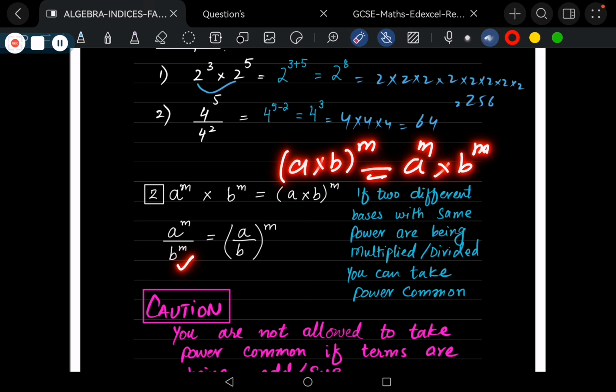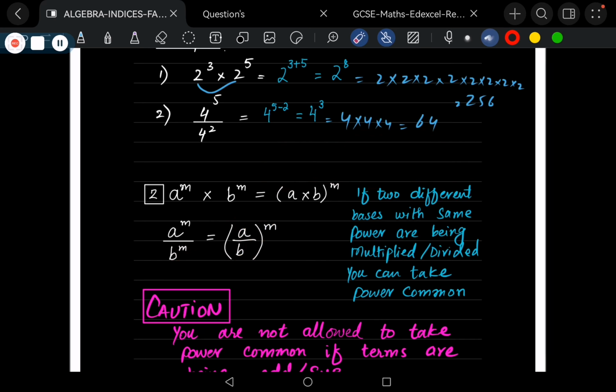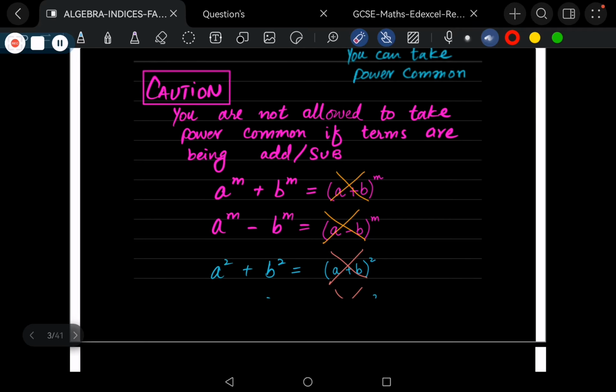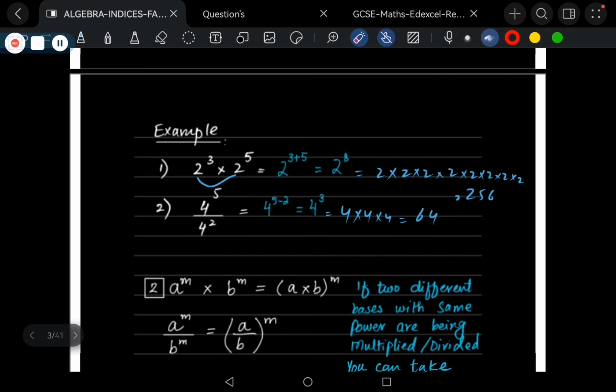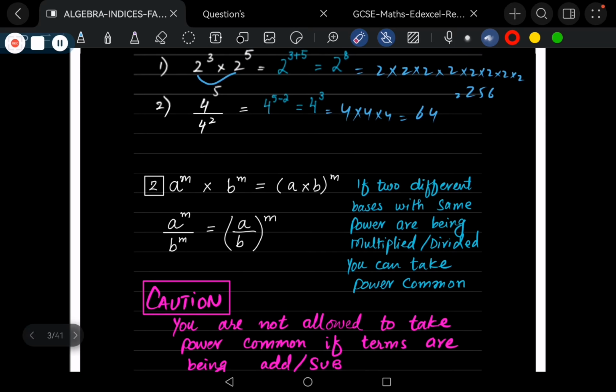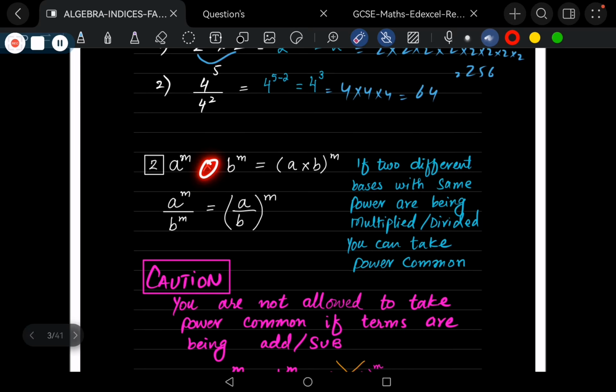Same thing for division. A over b whole power m: once I simplify it, the power will be applied inside the bracket and it will be solved like a power m divided by b power m. This is the rule.